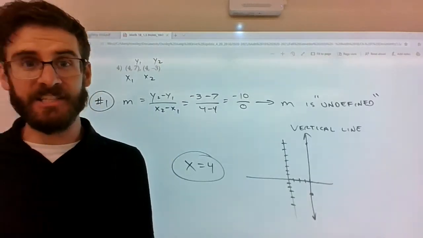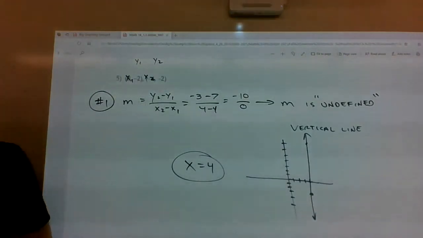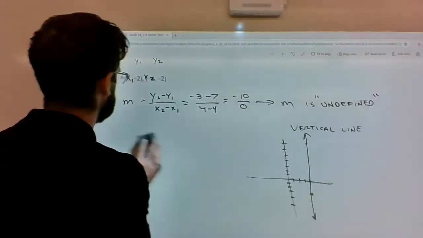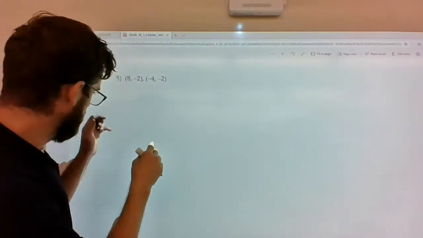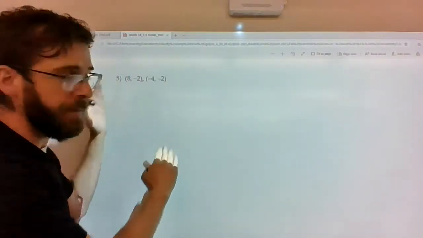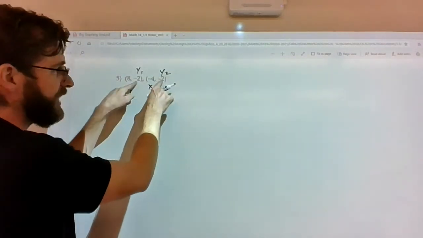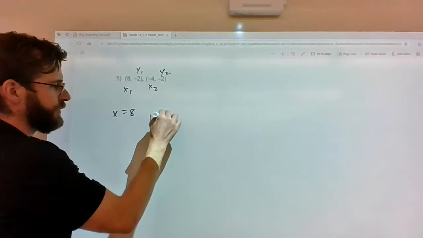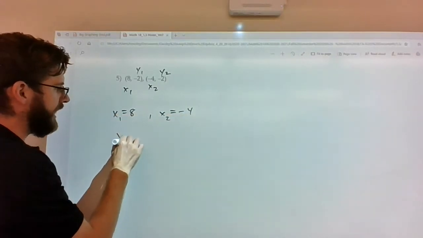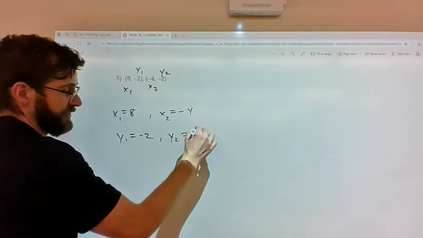So there's number 4. Let's talk about 5 now. It's very similar in that in number 4, the x's were the same. In number 5, the y's are the same. So you got x equals 8 and x equals negative 4. You got y equals negative 2 and y equals negative 2.